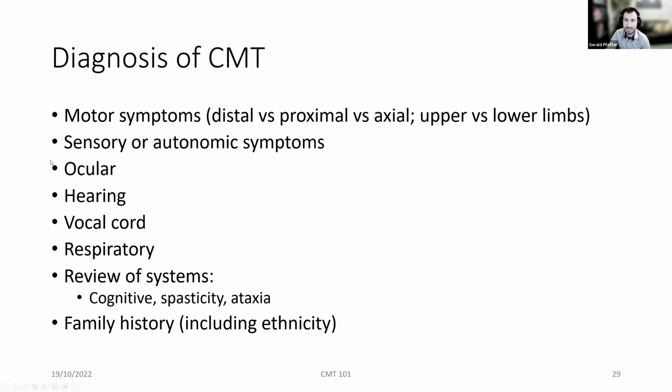Patients with CMT, depending on the genetic type of CMT that they have, can also have involvement of other systems of the nervous system, which are listed here. And as I mentioned before, family history is really important to us in getting a diagnosis. We'll also often ask about ethnicity because sometimes that has relevance to the genetic cause as well.